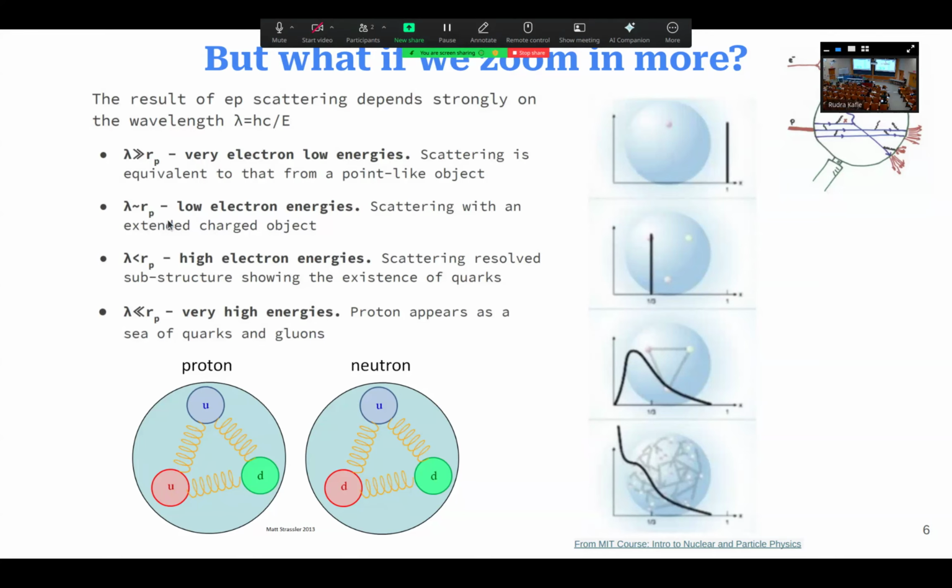But if you increase the energy, then you can probe the internal structure of atoms, and you can see that these atoms are made up of protons and neutrons, but even these protons and neutrons are made up of individual quarks and gluons bound together by the strong nuclear force.